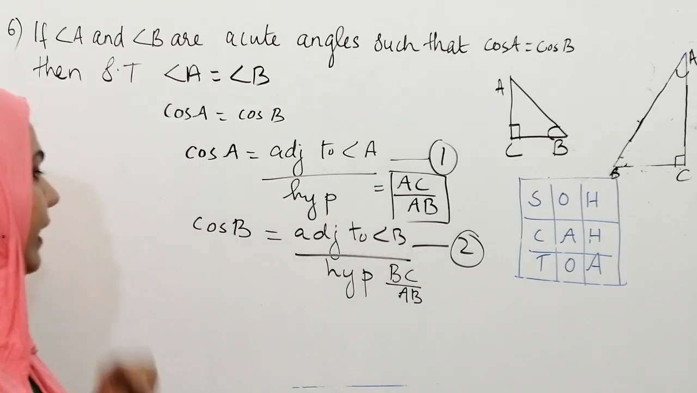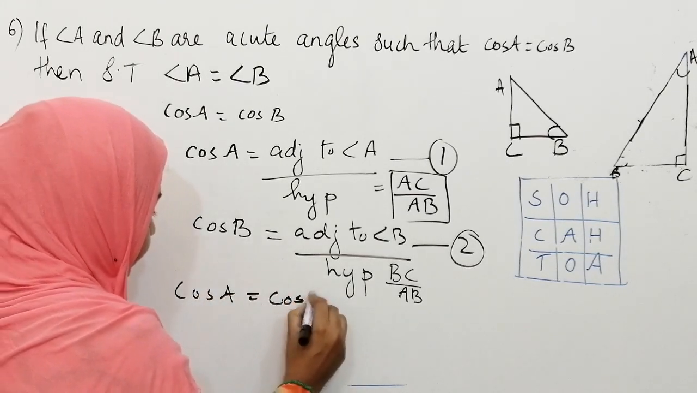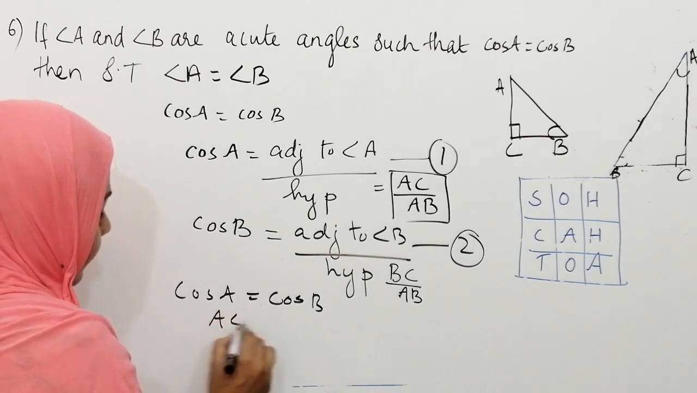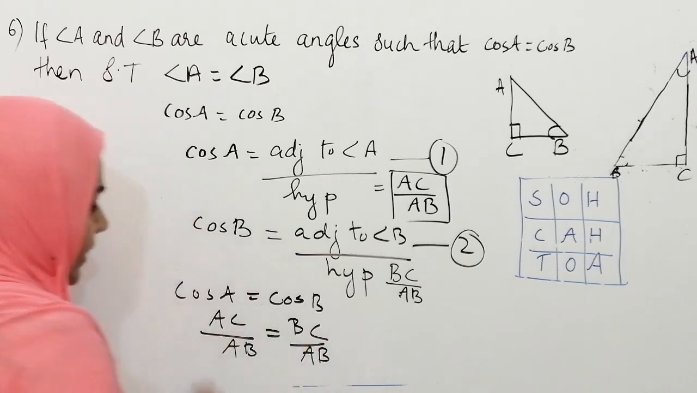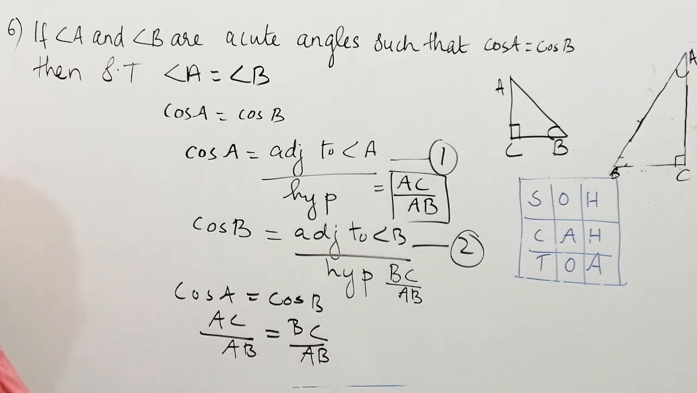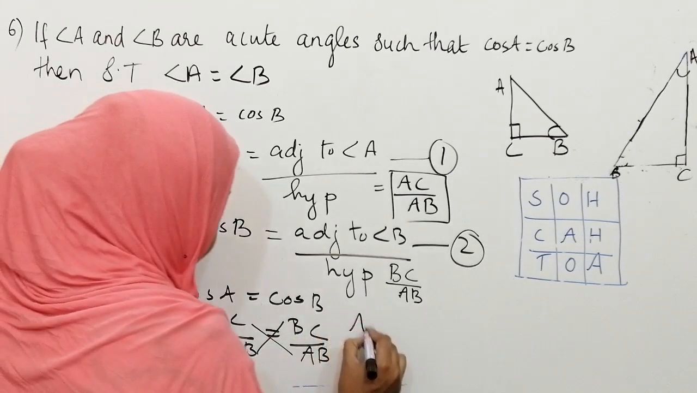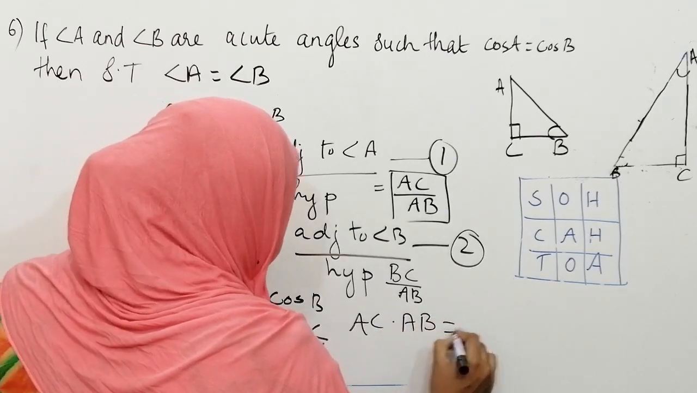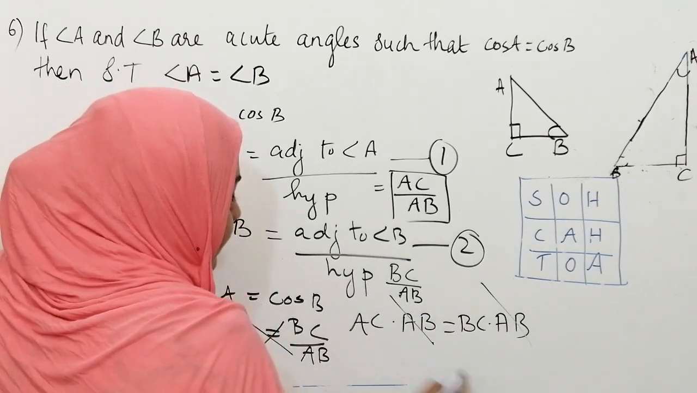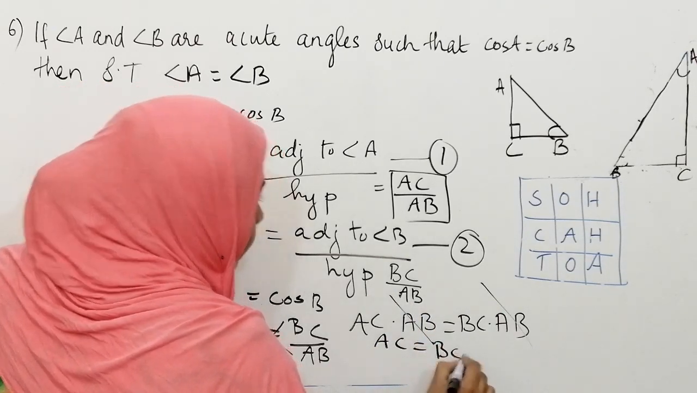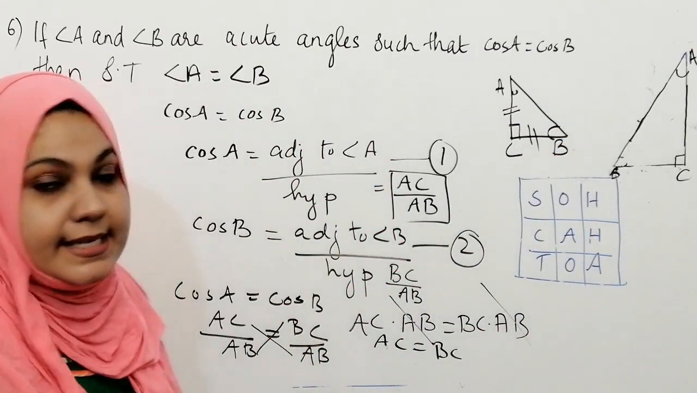We got cos A and cos B. It's given cos A is equal to cos B. So we can write AC by AB is equal to BC by AB. When we simplify this, I am doing cross multiplication. You will get AC into AB is equal to BC into AB. Here I cancel this AB and this AB. That means AC is equal to BC. So we got AC is equal to BC.